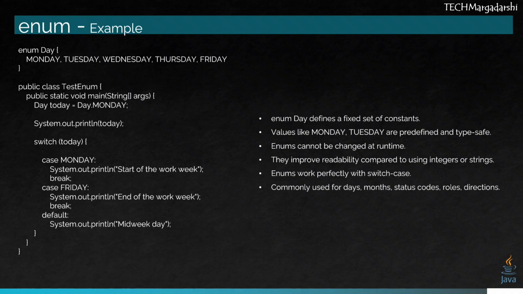Next, we use a switch case statement with the enum value. Java enums work seamlessly with switch cases, making the code more readable and structured. When the day is Monday, it prints start of the work week. When it's Friday, it prints end of the work week. For all other days, it prints midweek day. This example clearly shows how enums improve readability, maintainability, and safety compared to using integers or strings. Enums are commonly used for things like days, months, status codes, roles, and directions in real world applications.